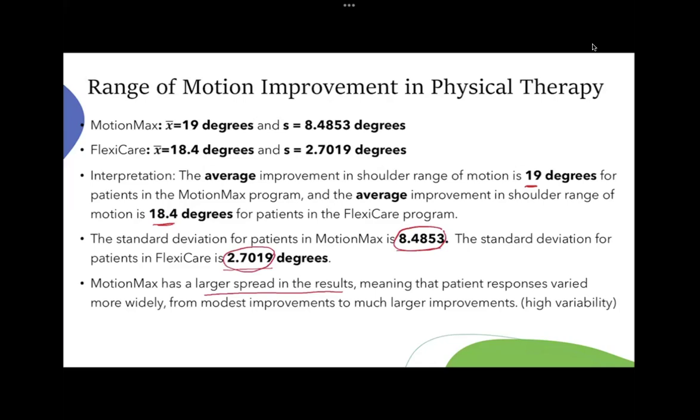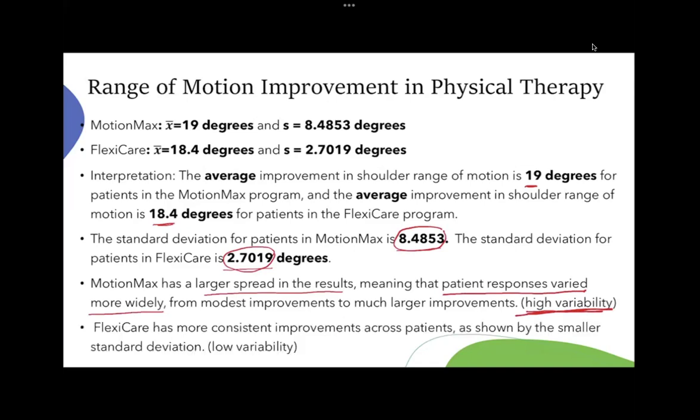What that means is patients' responses varied more widely, from modest improvements to much larger improvements. There's high variability in that group. So the numbers go from very low to very high. Whereas in the Flexicare group, we have more consistency in those results. Those improvements are more consistent. There's a smaller standard deviation. We have low variability. So the values are more clustered closer to one another rather than spread out far away.